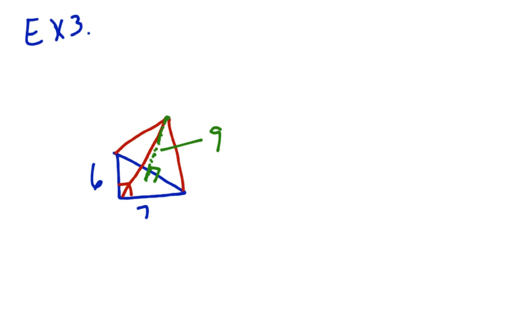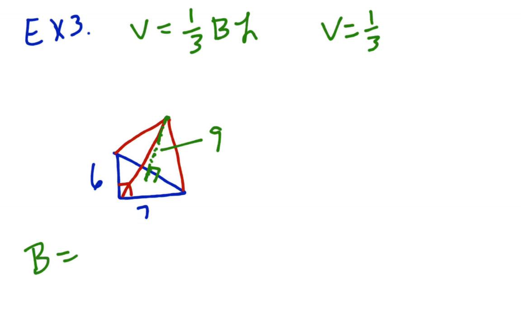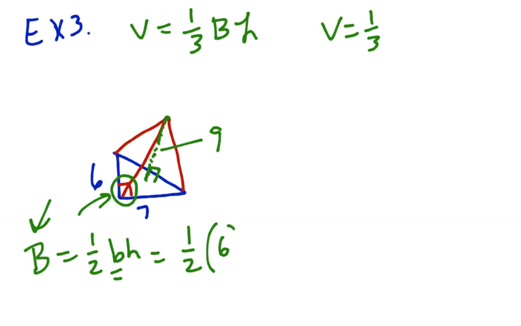So I've got volume equals 1/3 base area times height. So my base area I'm going to do over here. This is a triangle, so my base is a triangle. Its area will be 1/2 base times height. Don't get your bases mixed up. This is base area. This is base of my triangle. 1/2, and my base and height have to be perpendicular. So 6 and 7 are the base and height of my triangular base.